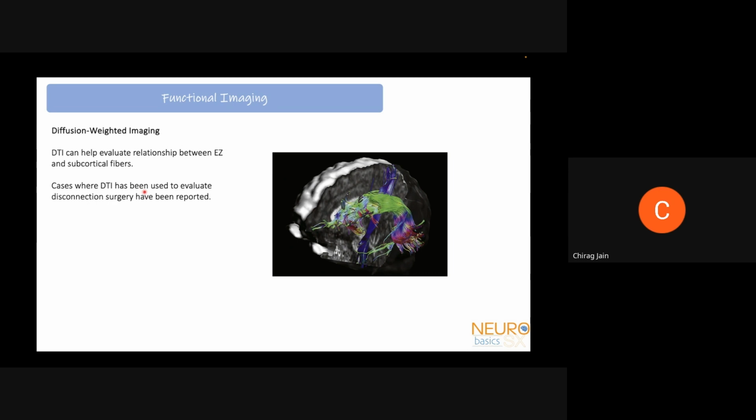You can also do diffusion-weighted imaging, not really to localize the epileptogenic zone, but basically to figure out what the eloquent regions are around the epileptogenic zone, so to evaluate the relationship between the EZ and the subcortical fibers. So for the cortex, we use fMRI. For subcortical fibers, we use diffusion-weighted imaging and DTI. Another role that DTI can play is in disconnection surgeries. In corpus callosotomy, for example, you can do a DTI and see if all the fibers have been transected or not. So that can guide further surgeries also.